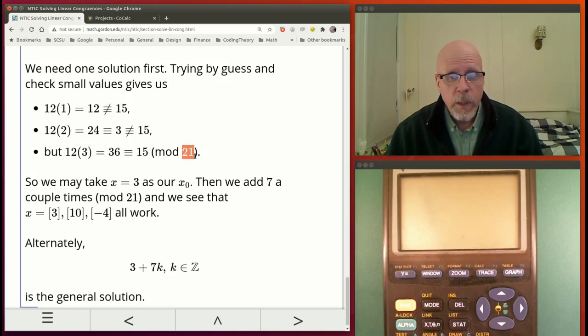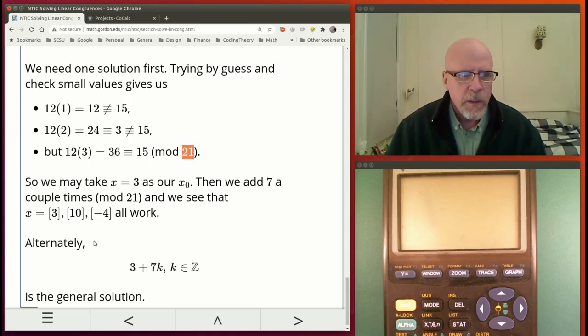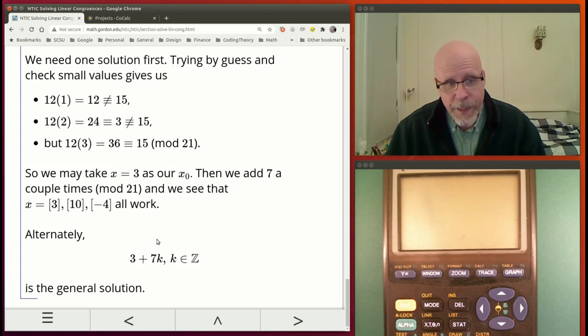17 mod 21, you're almost up to 21. So think about backing down from 21 to 17. You have to go 4 units in reverse, right? So that's why minus 4 is there. So you can actually state what the general solution is. 3 plus 7k.